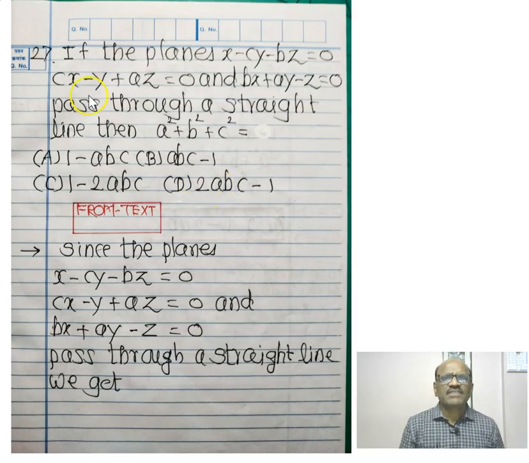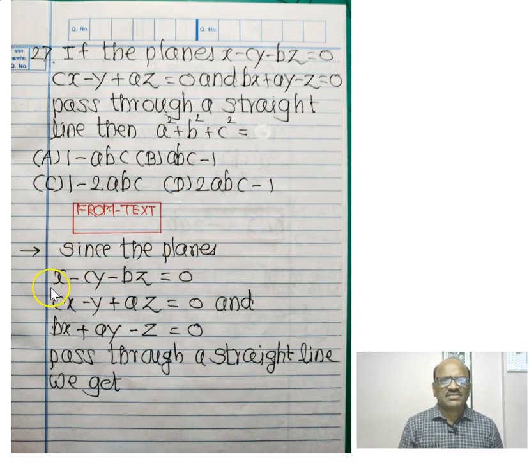Now next, if the planes ax minus cy minus bz equals 0, cx minus y plus az equals 0, and bx plus ay minus z equals 0 pass through a straight line, then what is a square plus b square plus c square? The options are 1 minus abc, abc minus 1, 1 minus 2abc, and 2abc minus 1. It's from the textbook question.